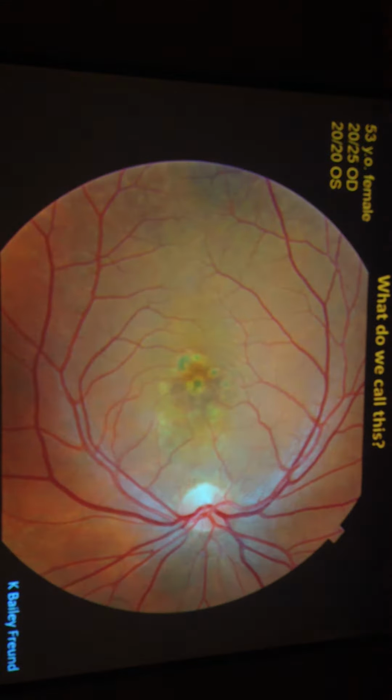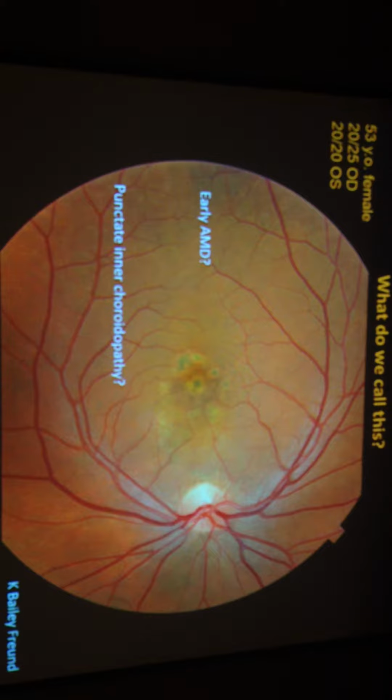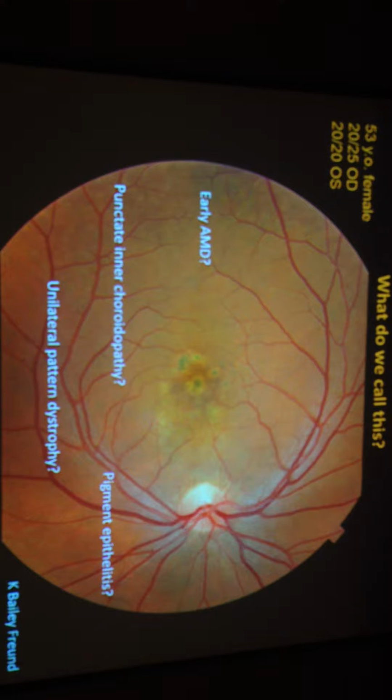Okay, so now we move on to what is pachychoroid pigment epitheliopathy. This all began when we were noticing some patients with good vision, and they have RPE changes. They can be pigmented, they can be hypopigmented in the central macula. There's lack of any obvious drusen in this patient. So what would you call this? Is it early AMD, perhaps? Or maybe it's a punctate inner choroidopathy, or a unilateral pattern dystrophy, or pigment epitheliitis.